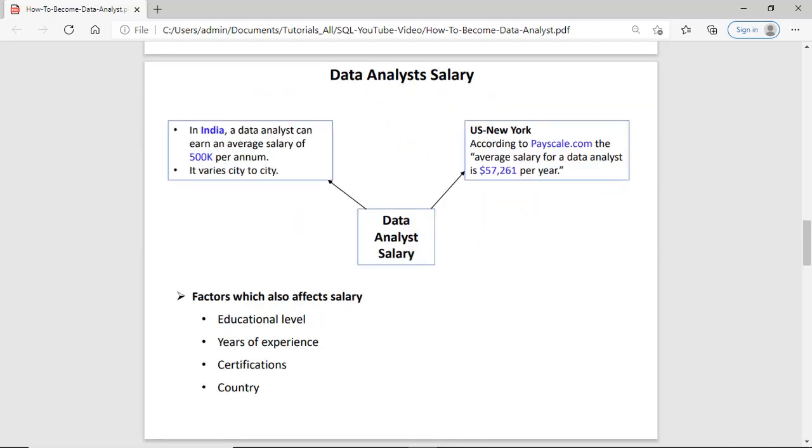Now, if we talk about data analyst salary, in India it's around 500k per annum, but the salary varies from city to city. And if we talk about the US, New York, according to payscale.com, the average salary is 57 dollars per year. But this salary depends on your education, years of experience, your certification and country.